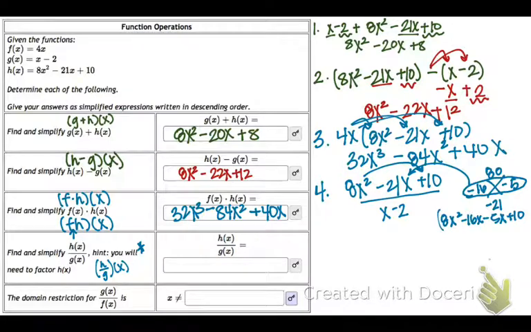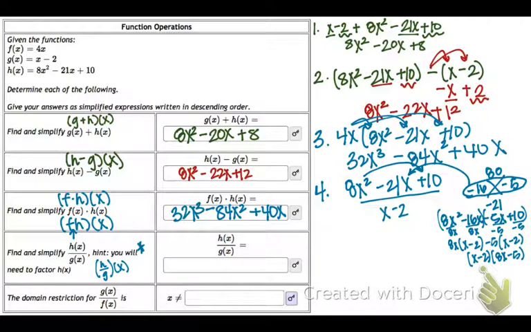I can group these first two, group the second two. Between these two, I can pull out an 8x. Between these two, I can pull out a negative 5. So I have 8x, and then x minus 2 minus 5, and again, we have the x minus 2. So one of our factors is x minus 2. The other is 8x minus 5.